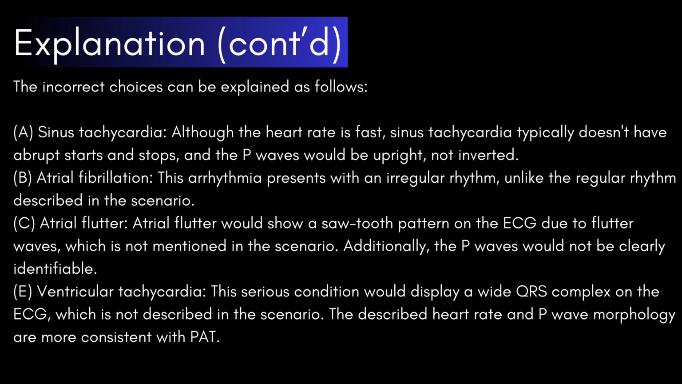B. Atrial fibrillation. This arrhythmia presents with an irregular rhythm, unlike the regular rhythm described in the scenario. C. Atrial flutter. Atrial flutter would show a sawtooth pattern on the ECG due to flutter waves, which is not mentioned in the scenario. Additionally, the P waves would not be clearly identifiable.